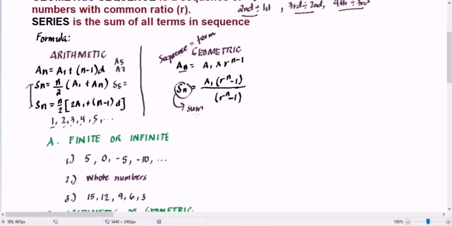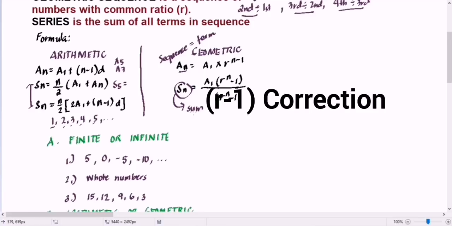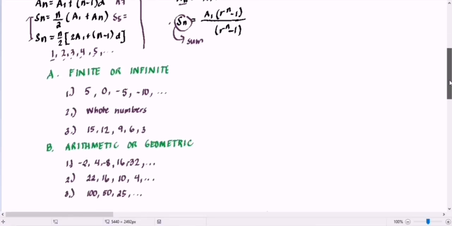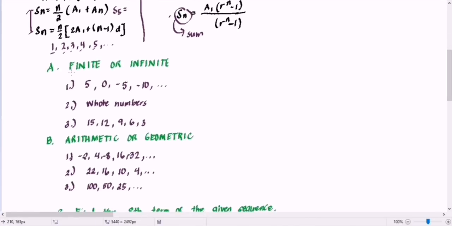Pag sinabi natin S sub n, ang hinahanap nyo naman ay yung sum. Okay? Halimbawa, sum ng 3 terms, sum of the first 10 terms, etc. So, meron tayong S sub n para sa arithmetic. Meron tayong S sub n para sa geometric. Ngayon, magbibigay tayo ng mga example sequences. So, dito tayo. Meron tayong tinatawag na finite sequence or infinite sequence.